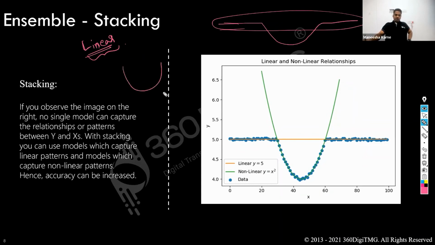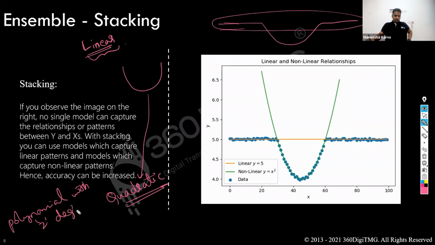And here you have a nonlinear pattern. If you have a curve like that, it is called a quadratic pattern, or polynomial with 2 degrees. If I have a curve like this, how many bends do we have? 2 bends. So it's called a polynomial with 3 degrees. Here you have a single bend, so polynomial with 2 degrees. You have 2 bends, so polynomial with 3 degrees.